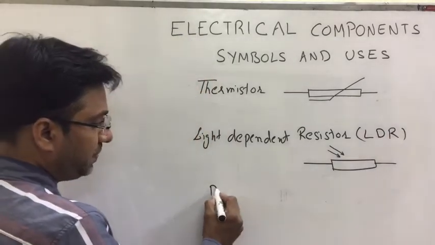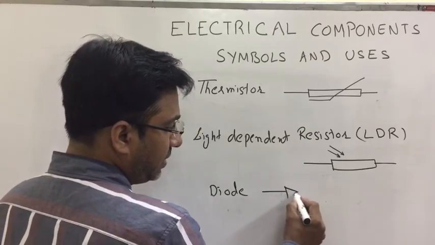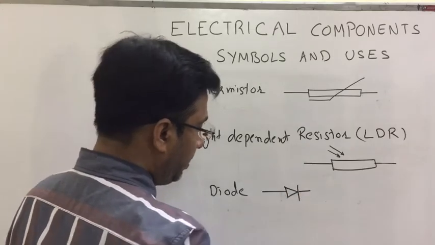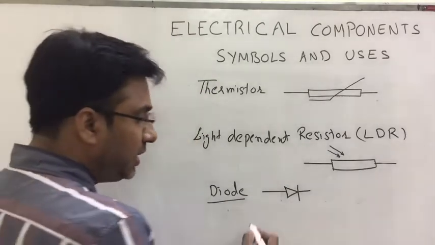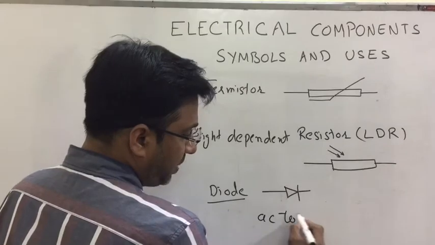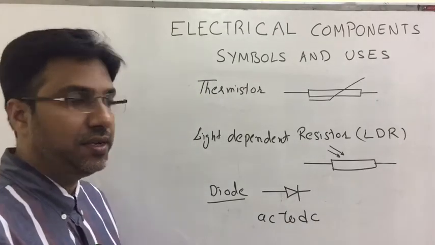Now diode. Diode is represented like this. Diodes are used in rectifier circuits to convert alternating current to direct current.